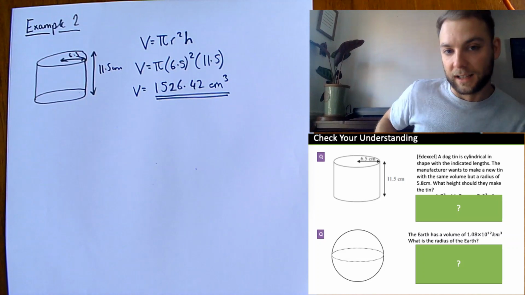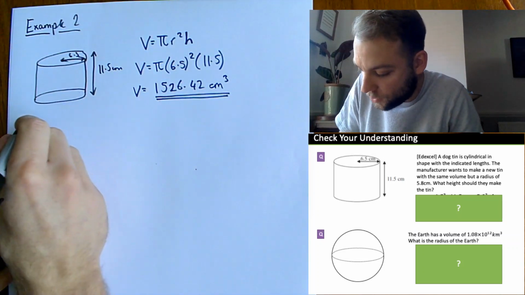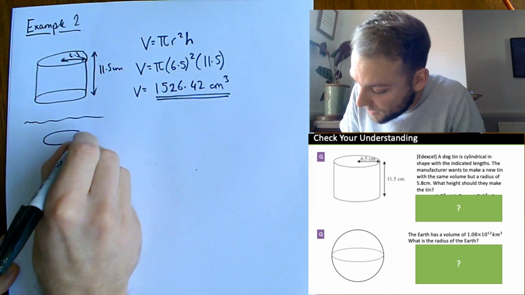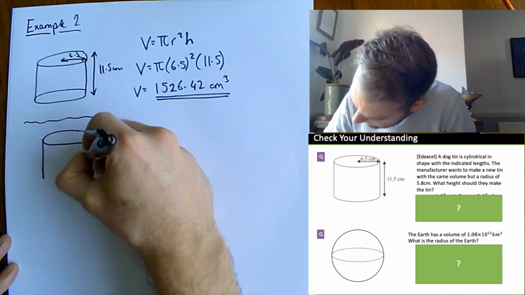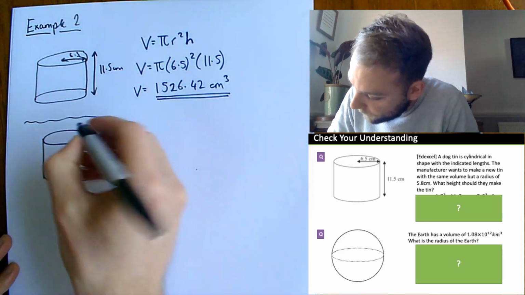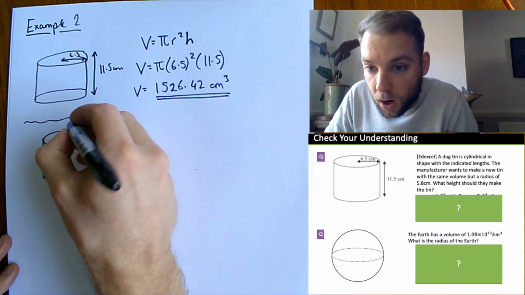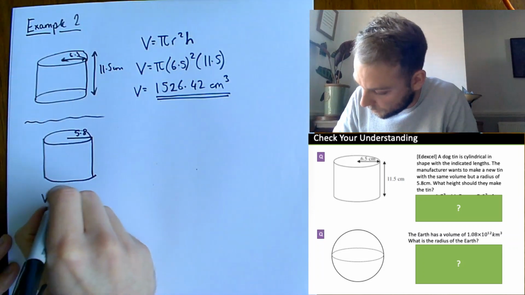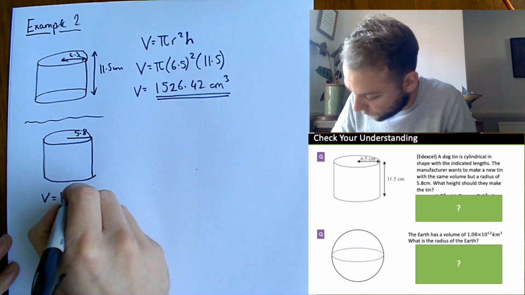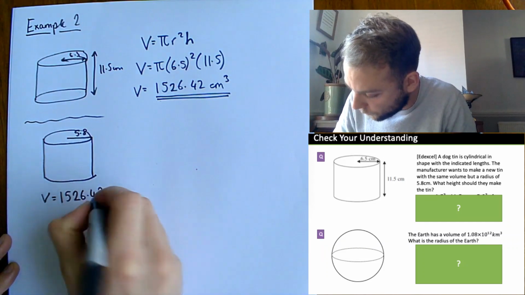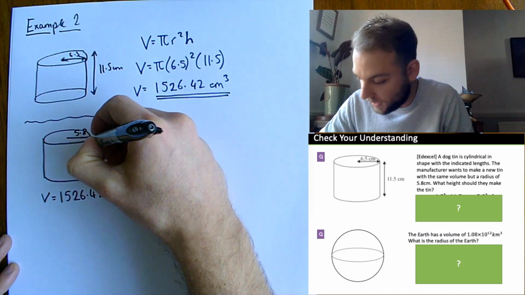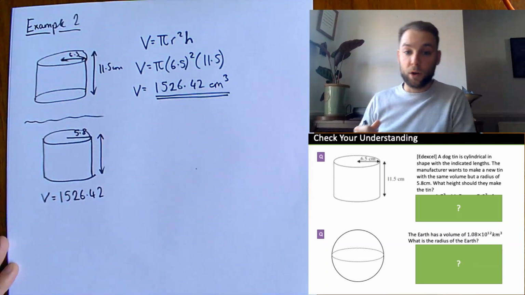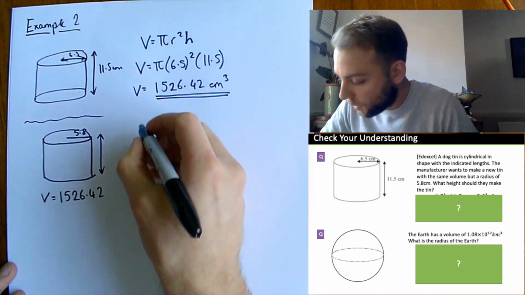The question is asking, it says it wants, so I'm going to just draw a little line here. It wants it to have a different cylinder, okay, with the radius of 5.8 with the same volume of this. So our volume is equal to 1526.42. And it's saying find out what the height should be. So we've worked out what our volume is, and now we're working backwards, okay? So I write down what the formula is.